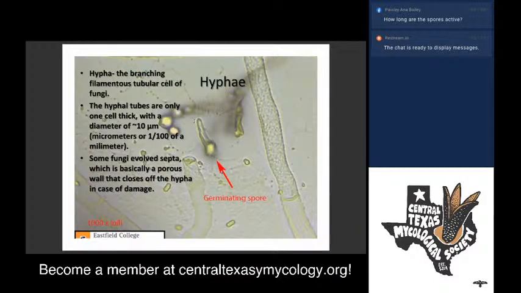Some fungi evolved septa, which in this photo you can see as this little line that my cursor is circling. That is a septum. It is a porous feature in the cell wall that closes off the hyphae in case of damage, and that will become important as we get into later. Keep in mind that septa close up when the fungal cells are damaged, keeping the cytoplasm and other intracellular bits and pieces from floating out of the cell.